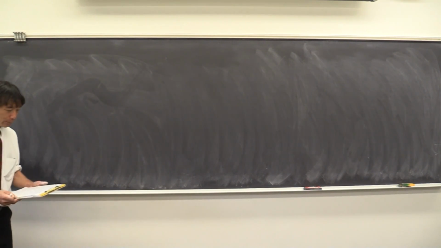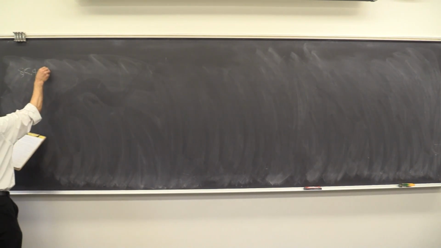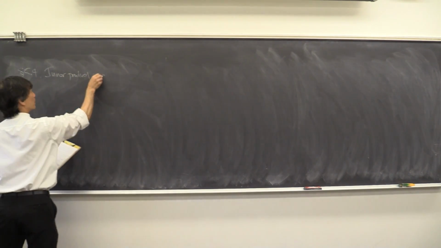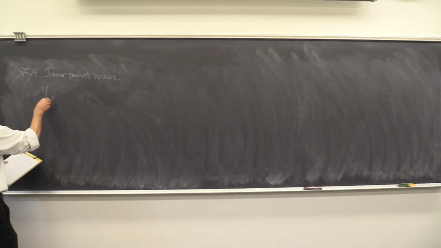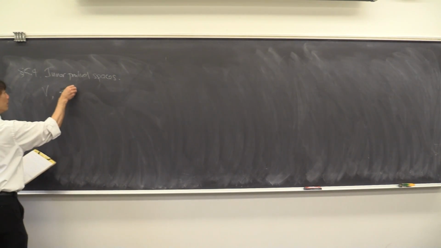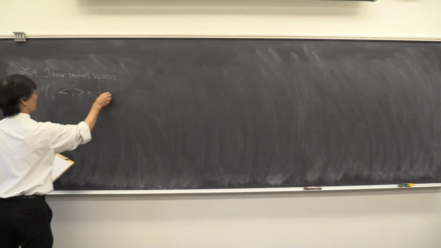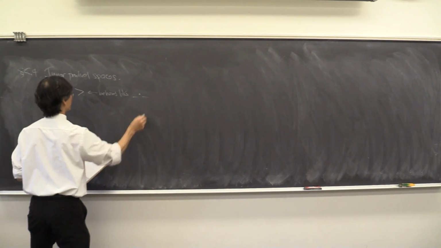So let's remember what we were talking about. 5.4, inner product spaces. Basically, we're taking the abstract vector space and putting something on it that's like a dot product. So you have some vector space, and you have this thing, bracket, which behaves like the dot product.